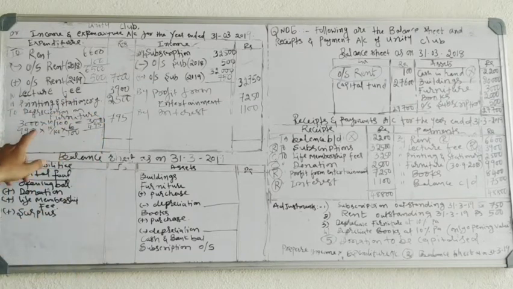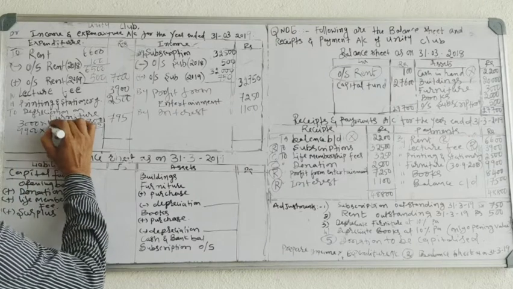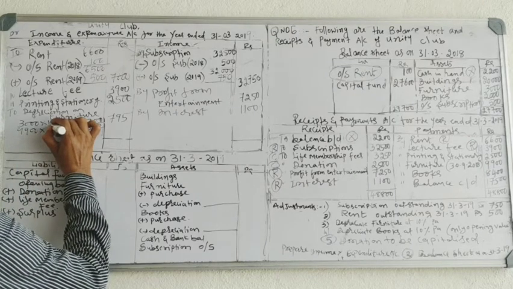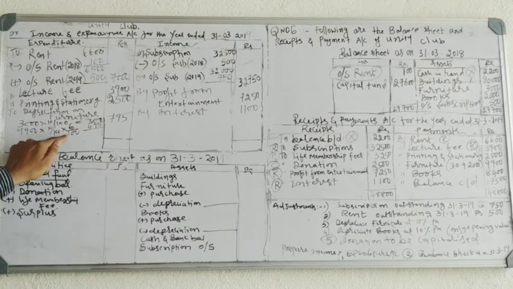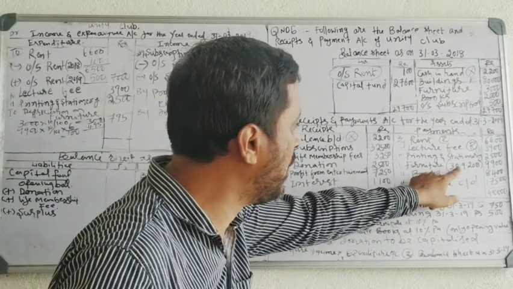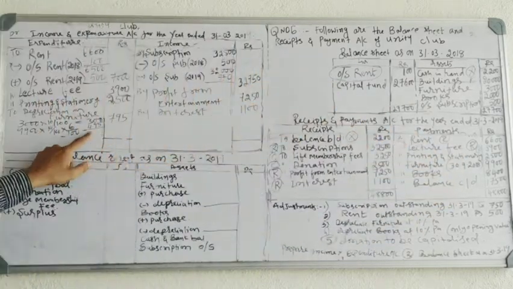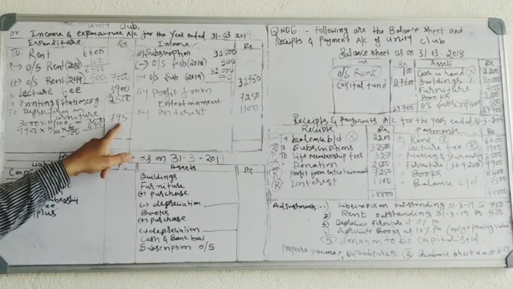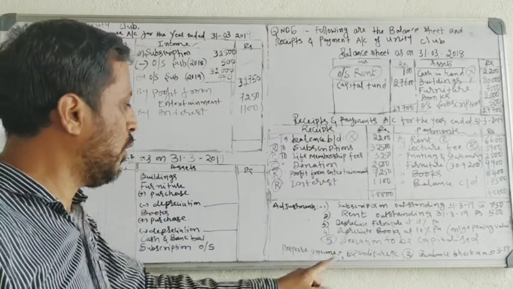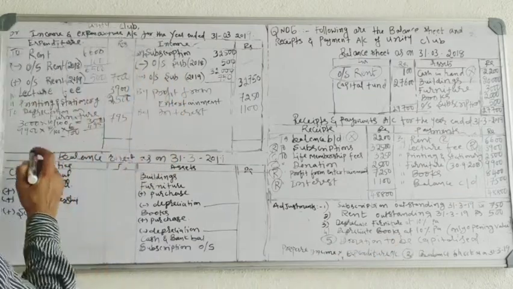So depreciation on furniture: 3,000 into 10%, 300. 9,900 into 10 by 100 into 6 by 12. 6 months depreciation you have to take. You have to calculate from here. 495. Total depreciation of furniture is 795. Okay. Now we go to the depreciation on books.